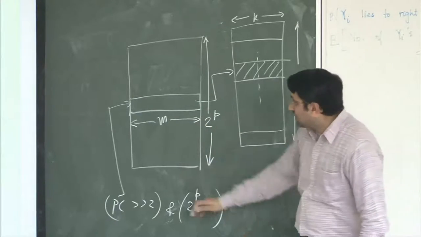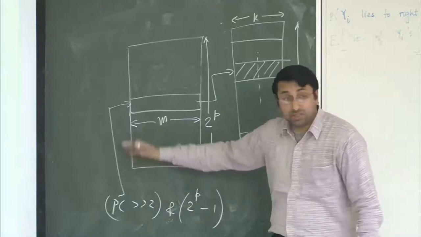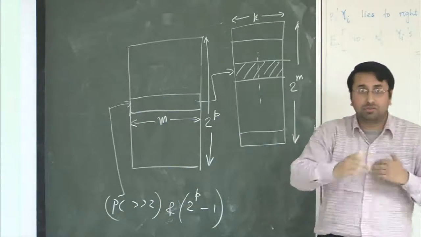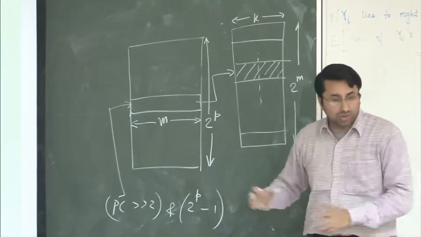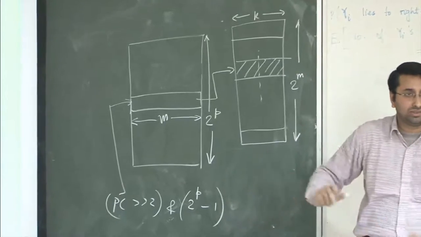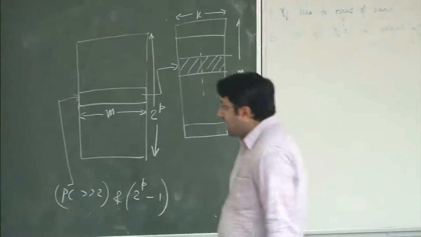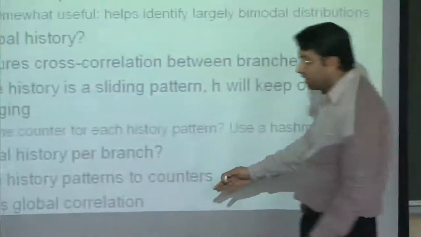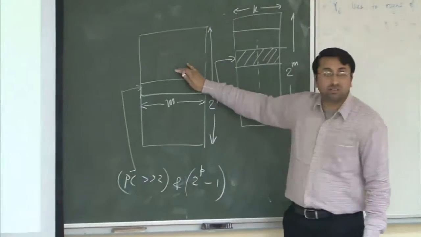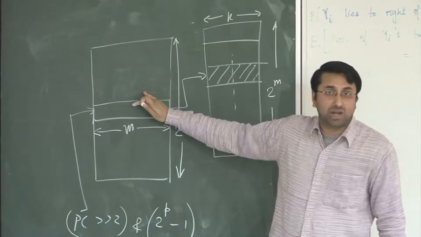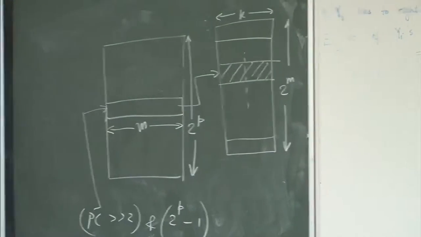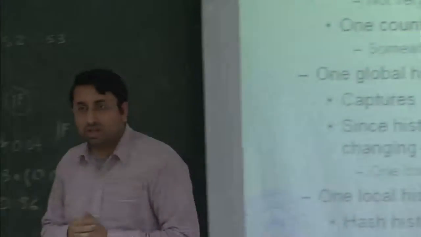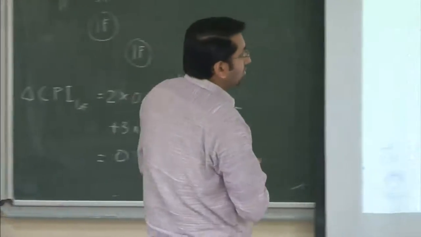So even though I may not have one history per branch if my table size is limited, there may be some collision, of course. But in a region of a program, as long as I have no more than 2 to the p branches, I'm happy. Because I don't really care, when I move on to a new region of the program, what happened in the previous region. So this hashes history patterns to counters, but it loses global correlation. Now, you will not be able to see if there is a relationship between this branch and that branch, which you actually could when you had a global history. So these are roughly three types of branch predictors that you'll see. I'll soon come up with a naming convention for this.